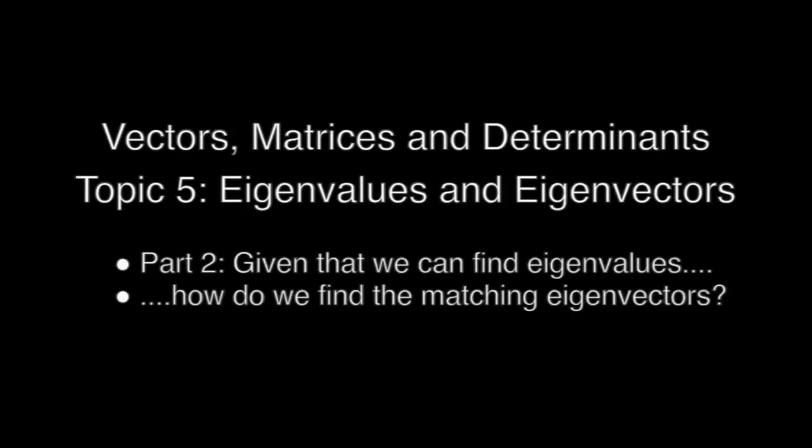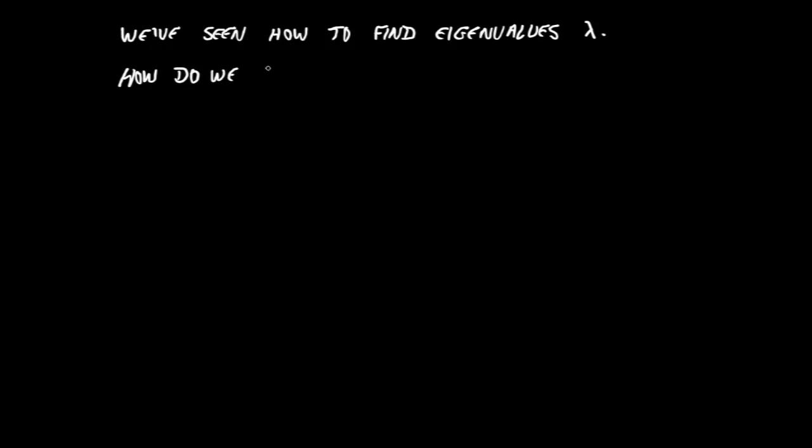This is the second of 2 videos that looks at eigenvalues and eigenvectors. In the first video, we have seen how to find eigenvalues, and we write these as lambda. For each lambda, how do we find the eigenvector, an eigenvector that goes with it?